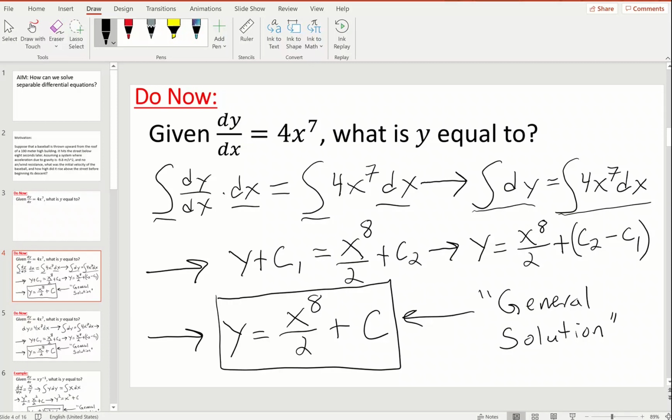No need for a subscript in this case, since we're combining the constants, and again, adding and subtracting constants together just gives you another constant. In this situation, this is called a general solution.